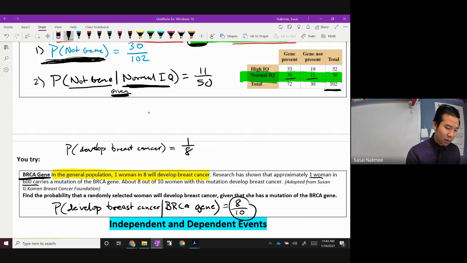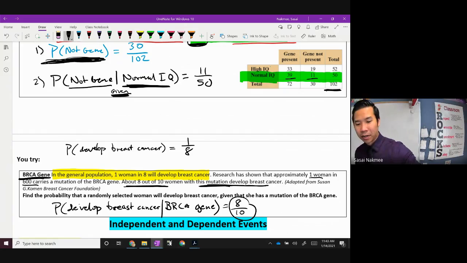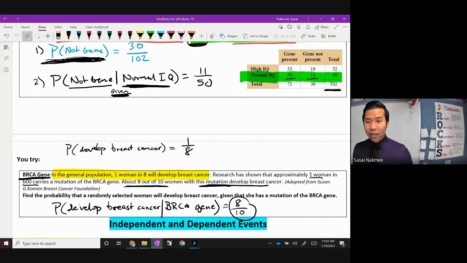Where did I get the 8 out of 10 from? It's right here. They tell you about 8 out of 10 women with the mutation will develop breast cancer. So the probability of you developing breast cancer, given that you have the mutation, is 8 out of 10. Scary number. But that's it. That's how conditional probability works, right? That's all you're really looking at: what are the conditions that we're focusing on, and how does that affect the probability of you getting something.